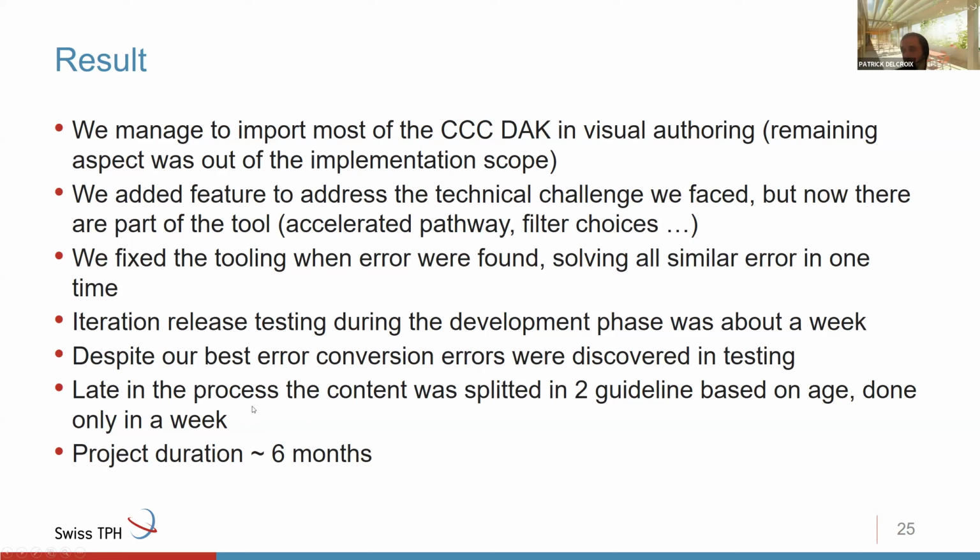And later in the process, we were asked to split it in two by age range, and because of what I mentioned about shareability and reusability, it took only a week for Dr. Rukshan to do that split. And in a week, we had 2 different guidelines, one for young infant, one for child. Try to do that if you don't have this kind of agnostic authoring tool, it will take you much more time. Overall, the project was less than 6 months to do this migration, using CHT.